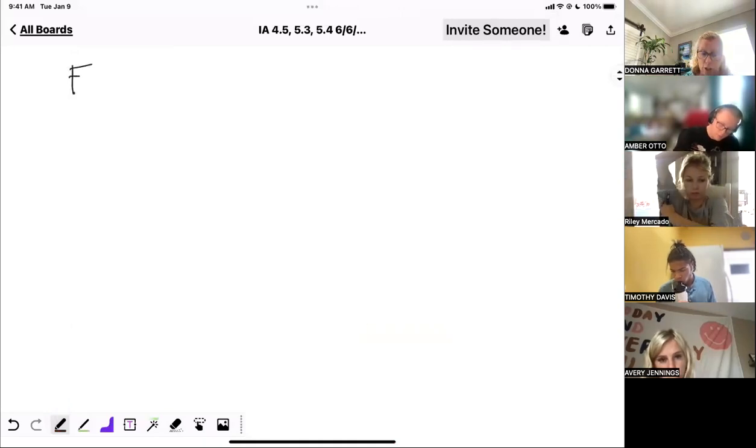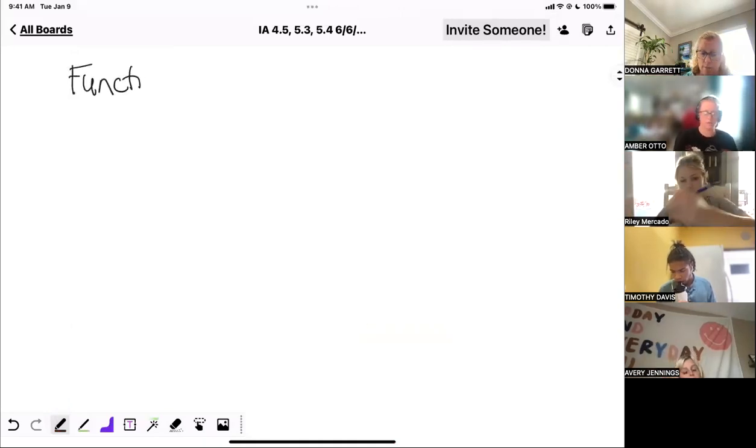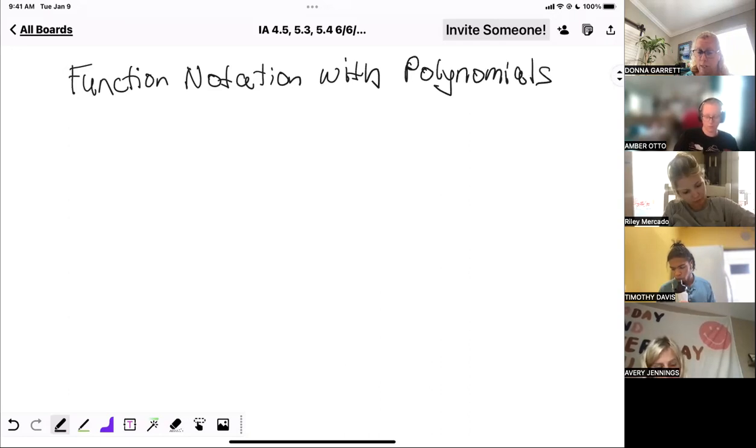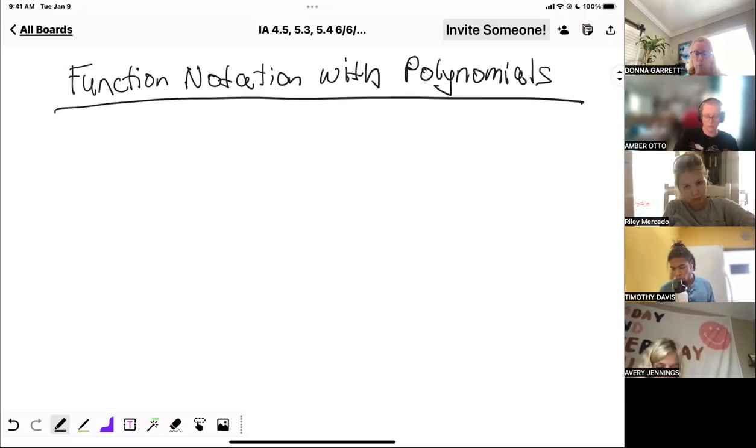Remember our function notation? If not, you're going to remember here in a minute. We can use function notation with polynomials. What do I mean by that? I'm going to write the problem down.